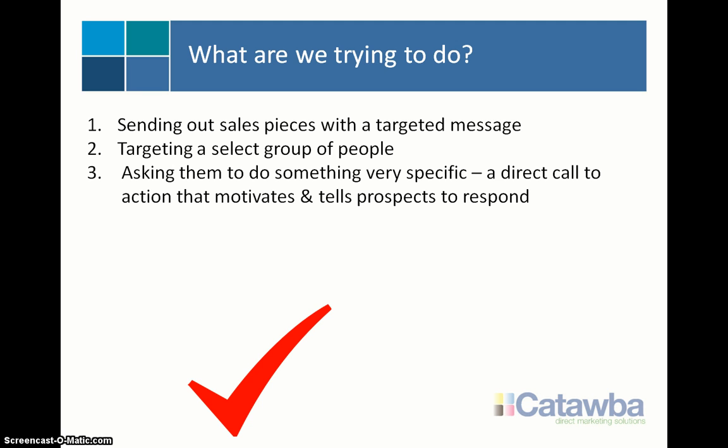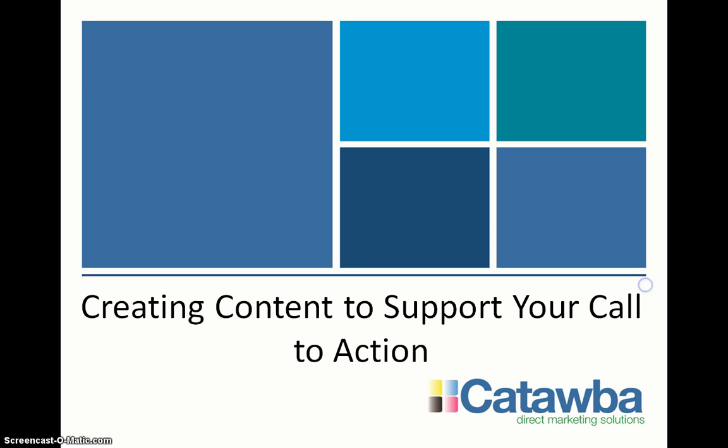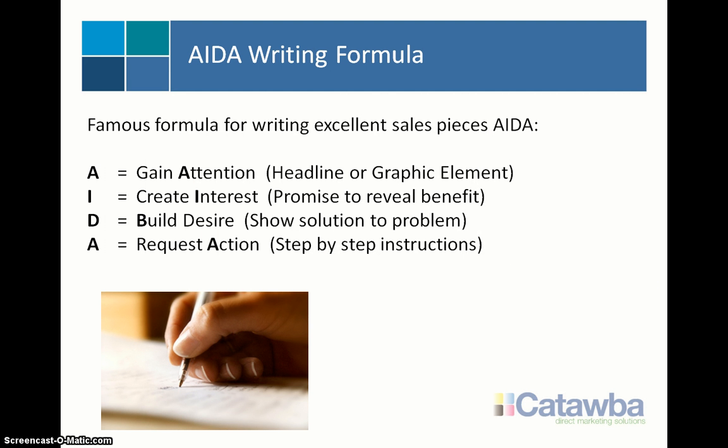We're trying to send out sales pieces with a targeted message. We're targeting a group of people, and we're asking them to do something very specific, a direct call to action that motivates and tells prospects how to respond. So whenever we're creating enticing offers, we have to create content to support our call to action. In order to do that, many people use the AIDA writing formula, which I think works great for direct mail and a lot of different advertising type pieces.